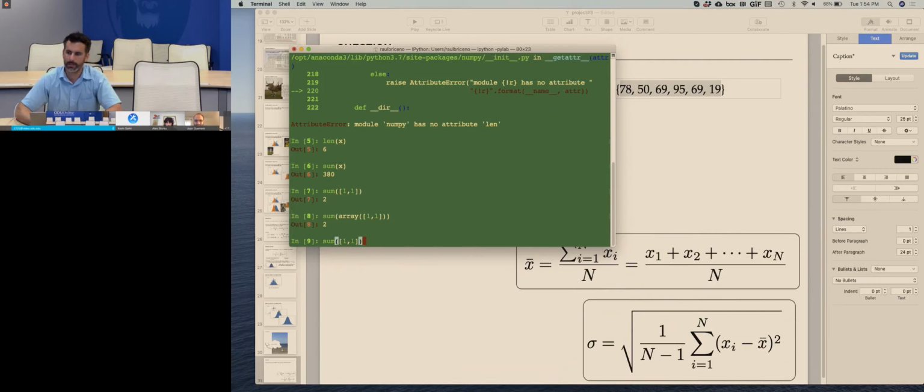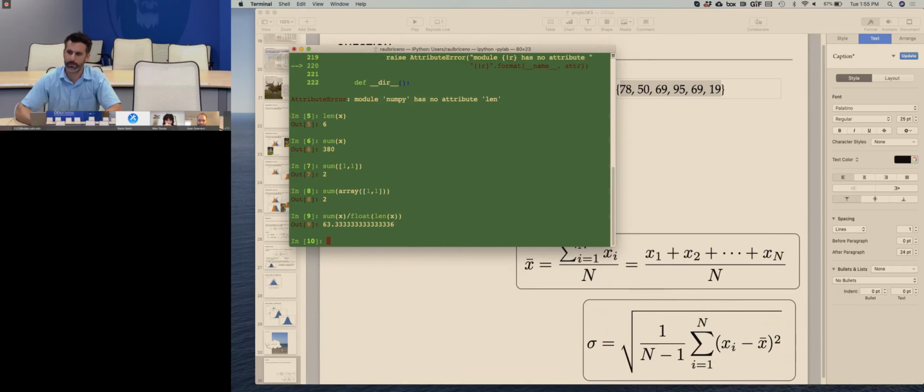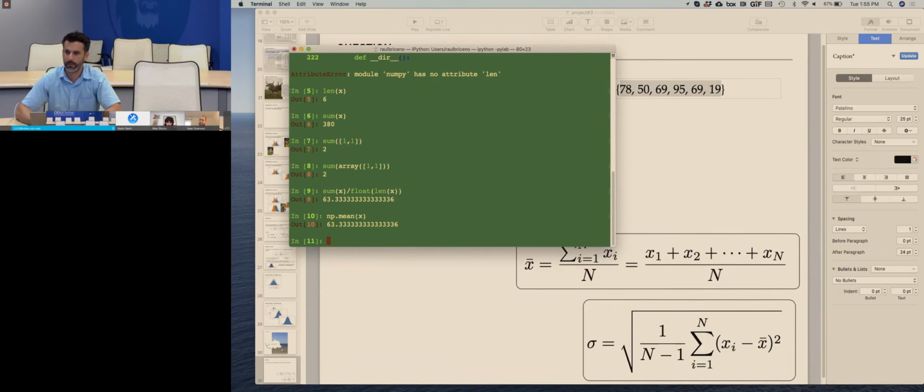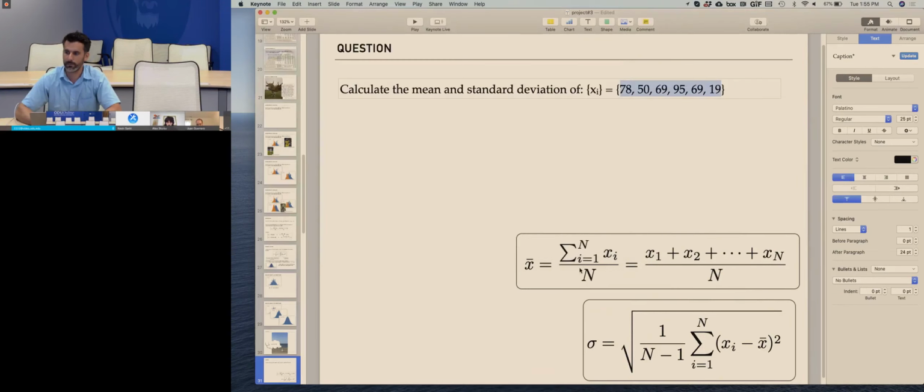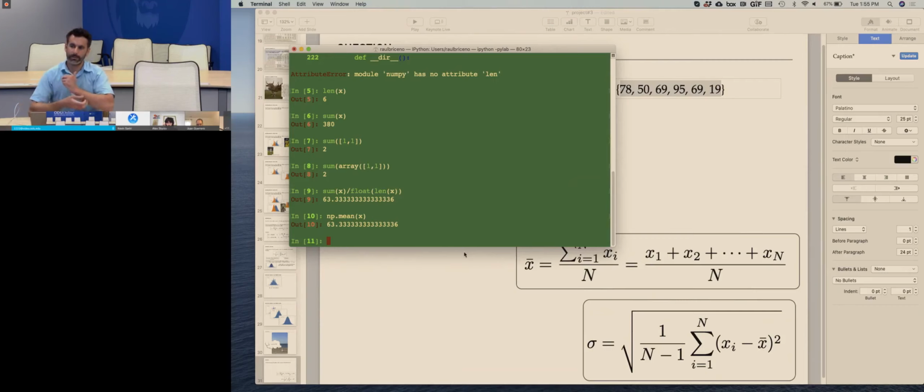And so let me take the sum of x and divide it by the length. Let me make it a float just in case. By the length of x. And you see that I got 63.33, which is exactly what I got before for the mean. And good, because that's the definition of the mean, right? The mean is just the sum of all the elements divided by the number of elements. And so I got the same answer. Good.